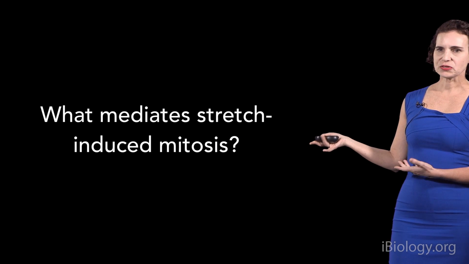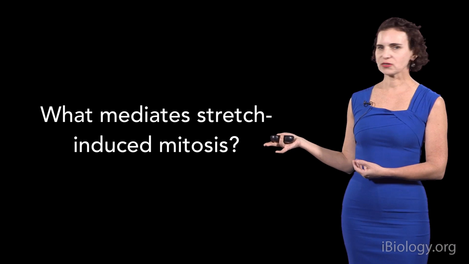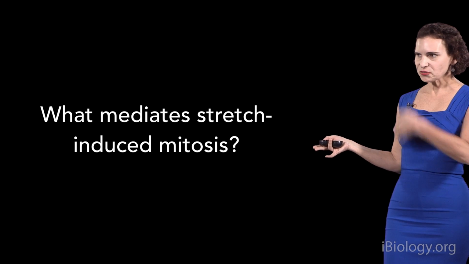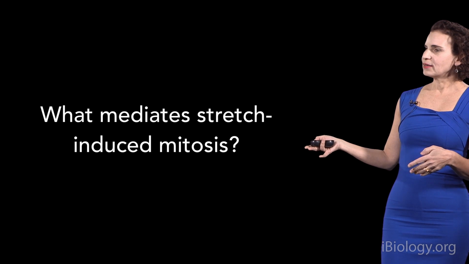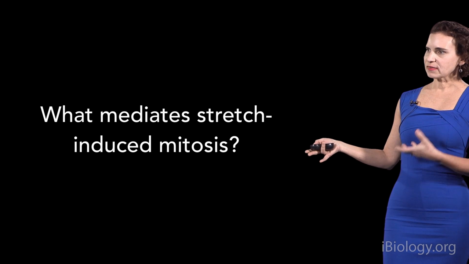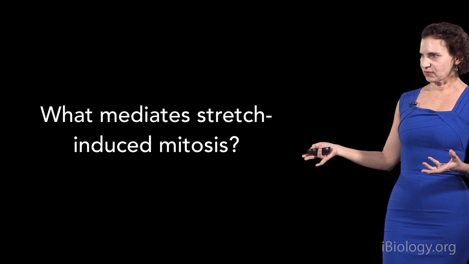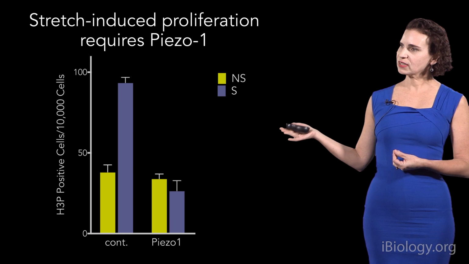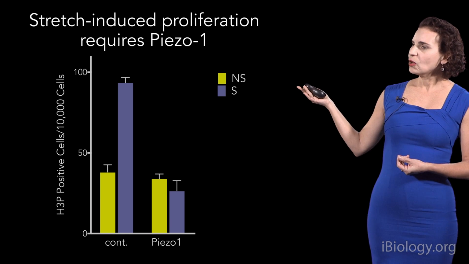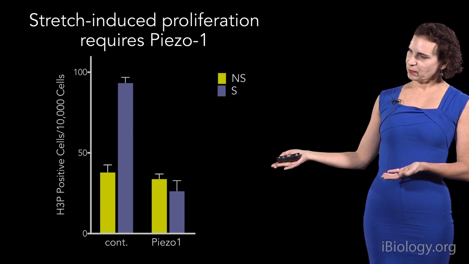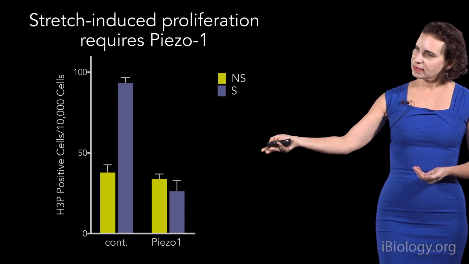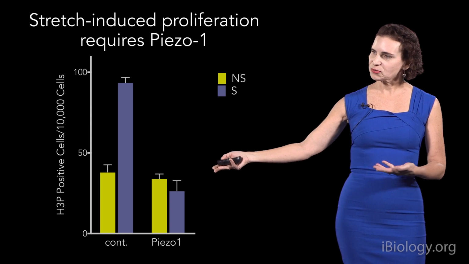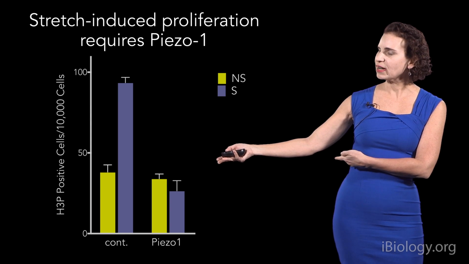So how do they do this? What mediates this stretch-induced mitosis that is so rapid? We didn't think it was likely to go through this whole entry into the cell cycle. And so we started looking at candidates in the stretch and stress pathways that may activate mitosis. And what we found was a newly identified stretch-activated channel called piezo-1. And when we knock that piezo-1 down, we see that the stretch-induced mitosis by phospho-histone staining goes dramatically down. So it's not induced to divide following stretch.